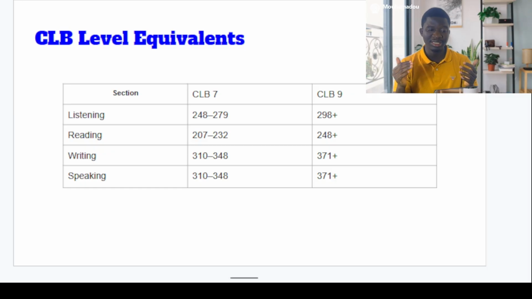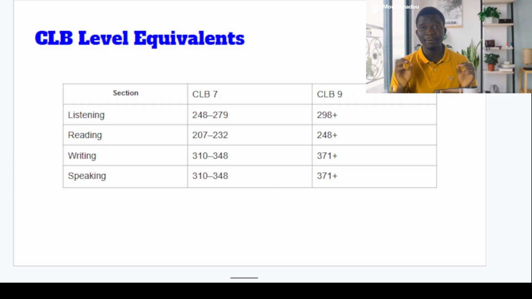So CLB 7 would be the minimum that you would require for immigration purposes. You should aim to have at least 249, so you achieve CLB 9 and you get more points. Same thing with writing. The minimum would be 310 to 348. That would be the minimum CLB 7, but you want to aim for 371, so you get more points.